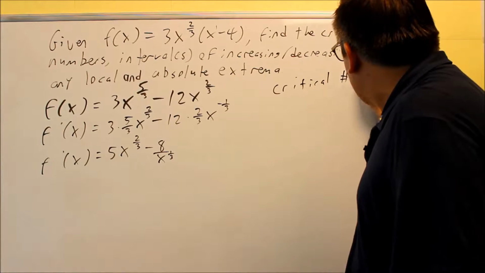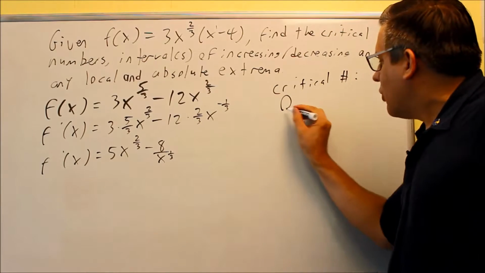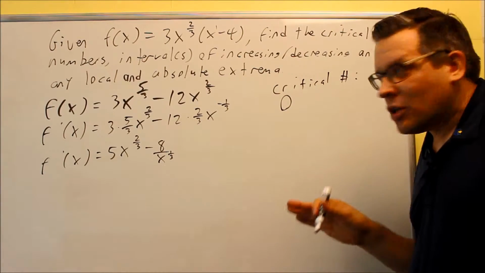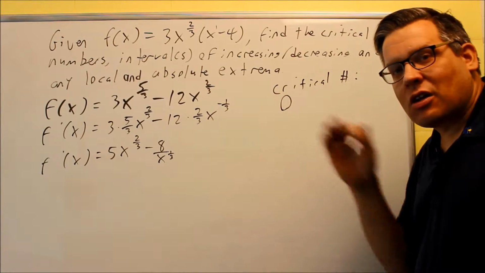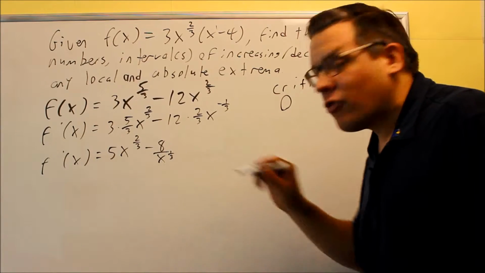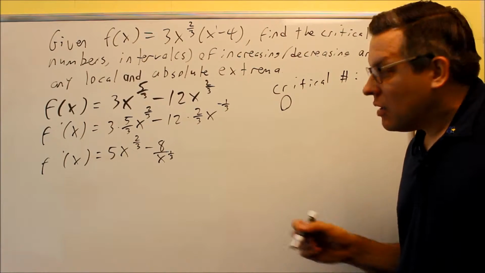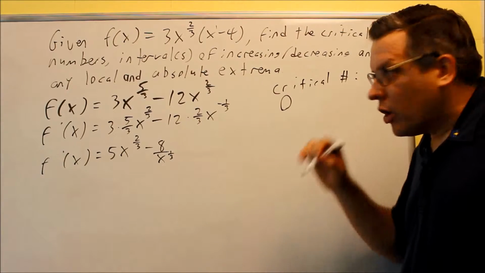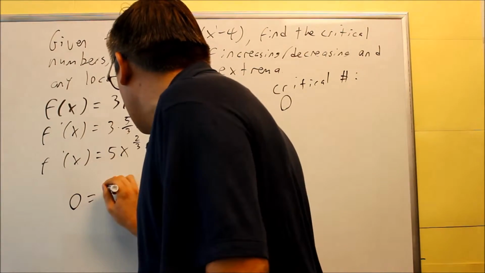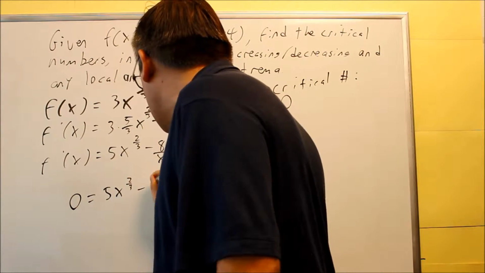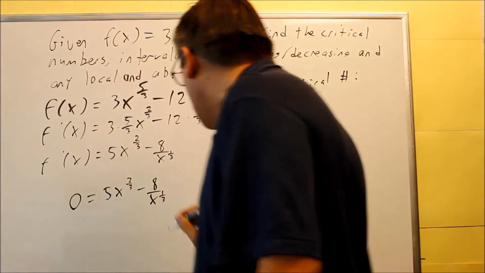So critical number, first one we're going to have is 0. It's very important that we remember to do this step. It's not just setting it equal to 0. Also, you got to look for where the derivative is undefined. Now we found that critical number, we are going to set it equal to 0. So 0 equals 5x to the 2/3 minus 8 over x to the 1/3.